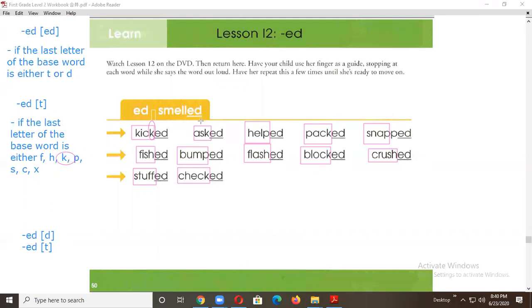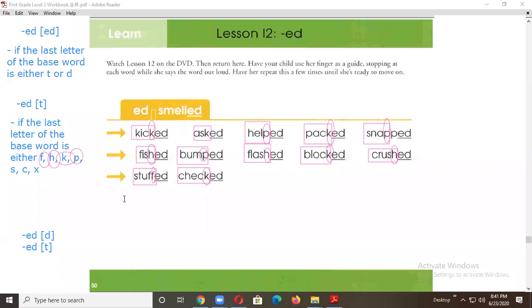And then we also have asked, asked. Okay, and we have the next word, helped. You see the last letter? It falls under letter P. Helped, helped. Can you say that? Helped. Good job. Now the next one is packed, packed. You see that? It's letter K. We have here as well snapped, snapped. That still falls under letter P. Then we have fished, that falls under letter H. And then bumped, that falls under letter P. Flashed, that falls under letter H. Blocked, that falls under letter K, and crushed, that falls under letter H, and we have stuffed, that falls under letter F. And we also have checked, so that falls under letter K.